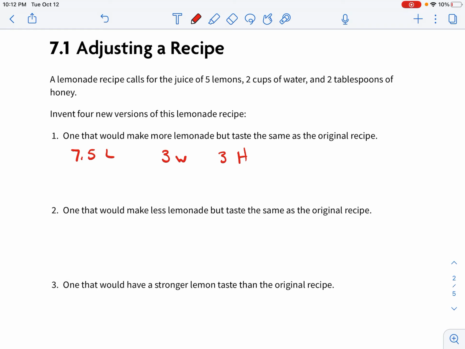Likewise, the second one that would make less lemonade, but taste the same as the original. So if we have a scale factor of 1/2, so half of 5 is 2.5 lemon. Half of 2 cups would be 1 cup of water, and then half of 2 is 1 tablespoon of honey.